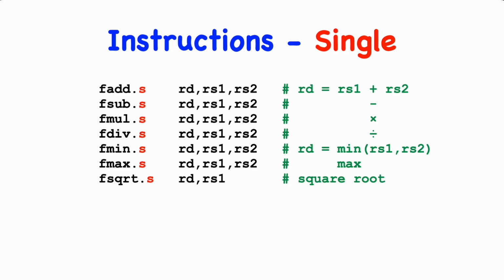If your core also implements double precision, then these instructions in addition will be implemented, and these instructions perform the computation using double precision, and they end with a .d suffix. And if your core implements quad precision, then you've got these instructions to perform arithmetic using 128 bits of precision, and these end with a .q suffix. And finally, if your core also implements 16-bit precision, then you've got instructions that end with a .h suffix.